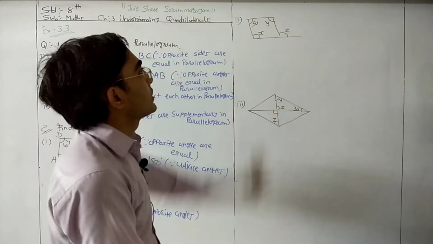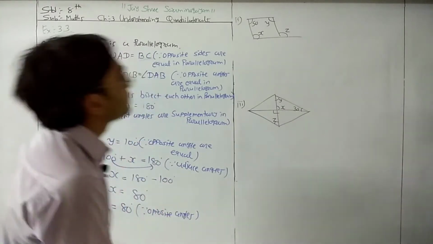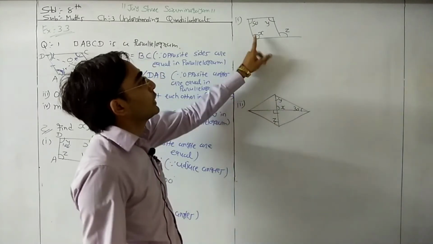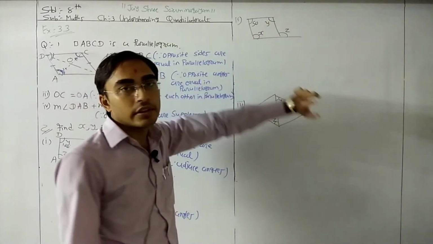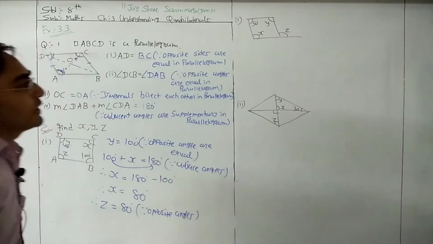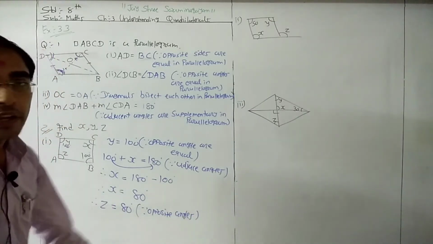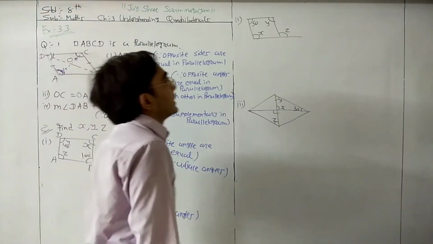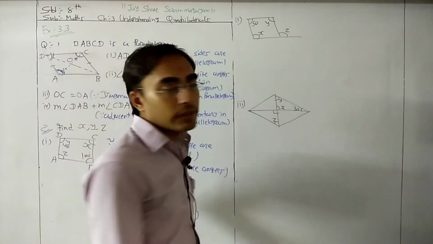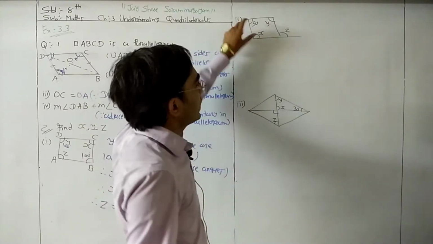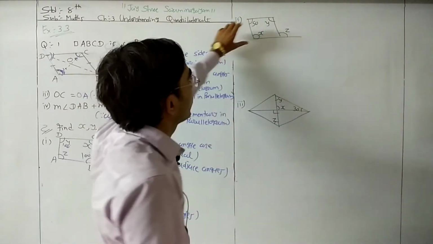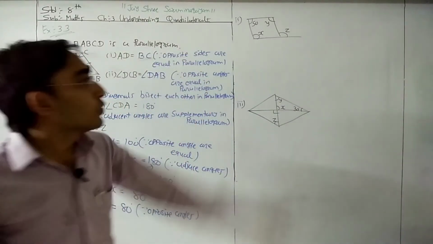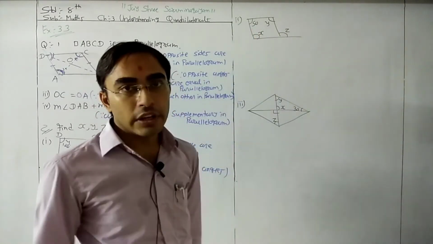Now, next question number 2. Here one angle, 50, is given to you. We need to find the value of x, y, and z. Okay, we have lots of ways to find x, y, and z. You can use any way here. So first of all, the value of x. This is a parallelogram. So first of all, we just go with x.